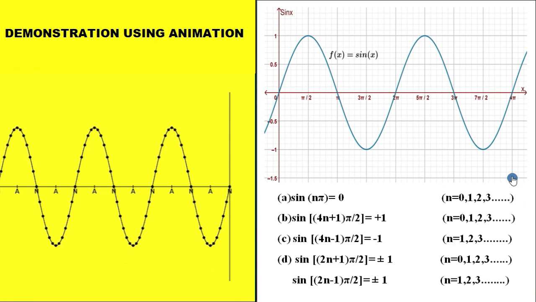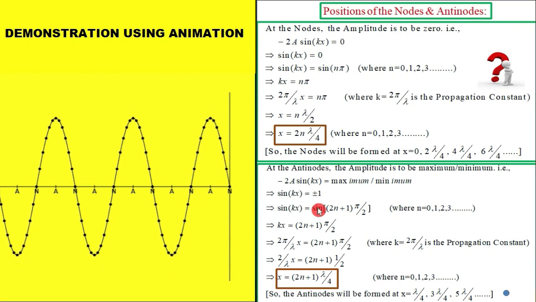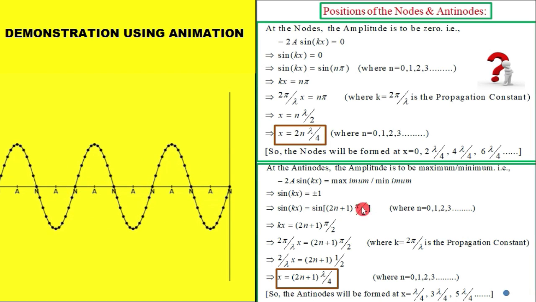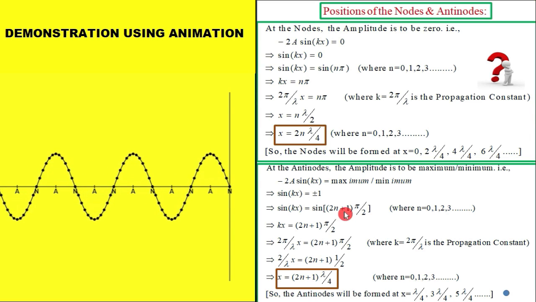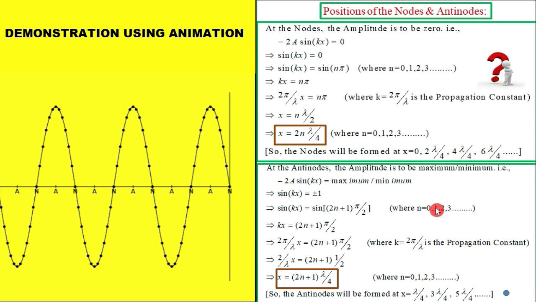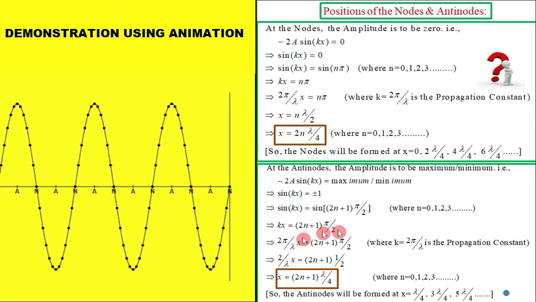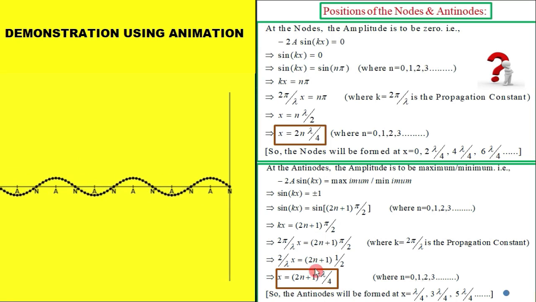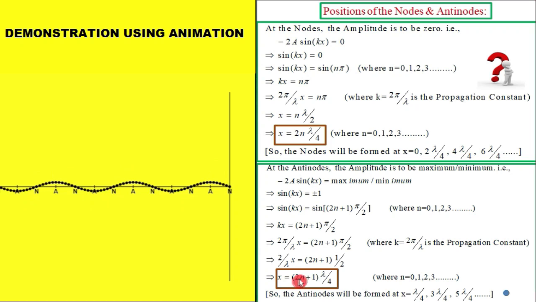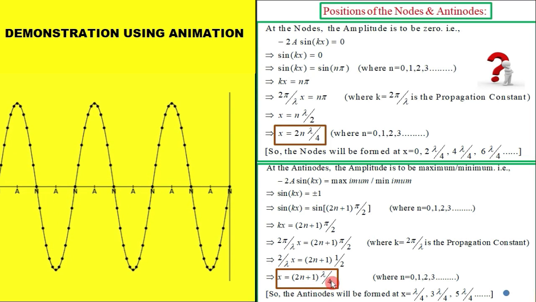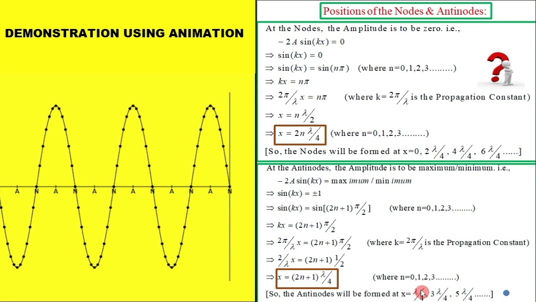Let us go again there. Here, plus or minus 1, what I have written there is sine (2n plus 1) pi by 2, where n starts from 0, 1, 2, 3, like that. In some books they may have given it as 2n minus 1, but in that case they have to start it from 1, not from 0. Now solve these steps, they are very easy. Put the value of k as 2 pi by lambda, and you will find x equal to (2n plus 1) lambda by 4. Now put the values 0, 1, 2, 3 and you will find these answers.